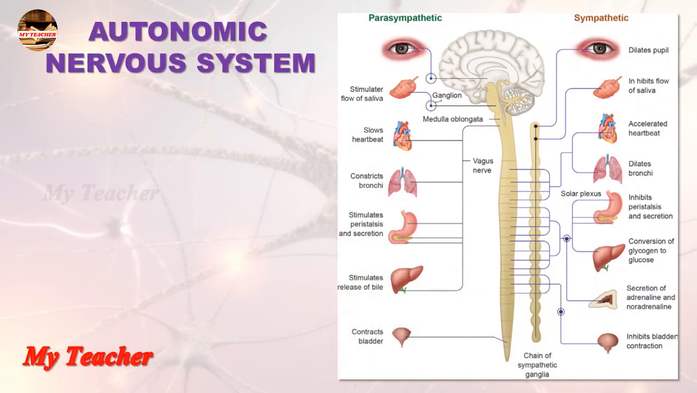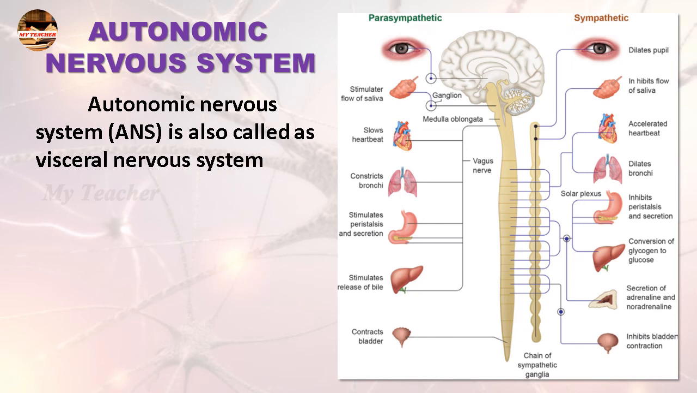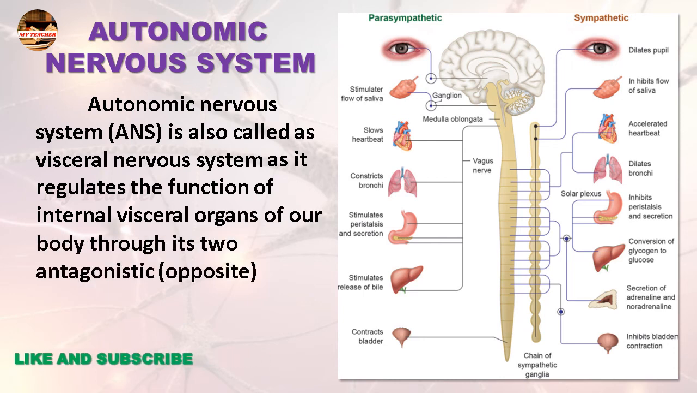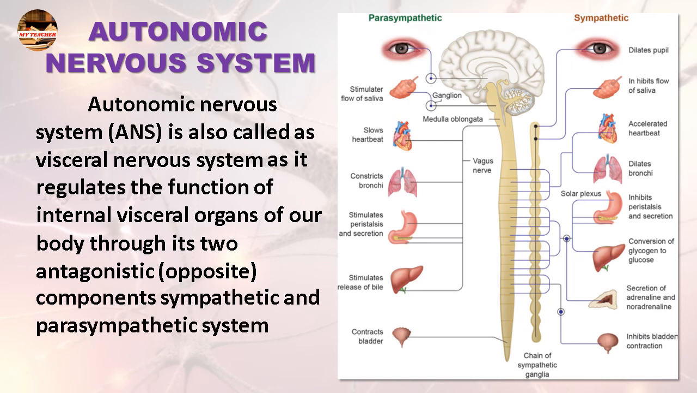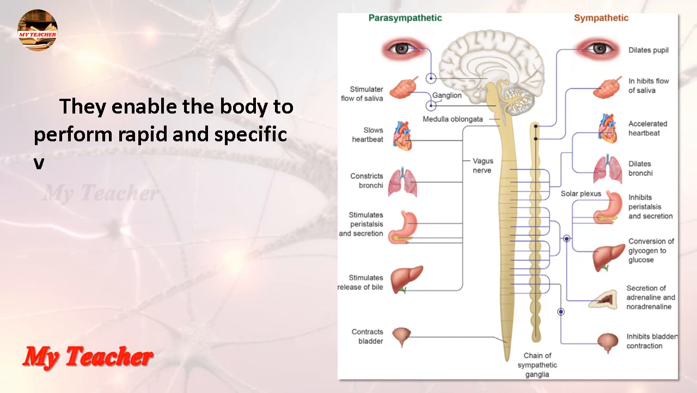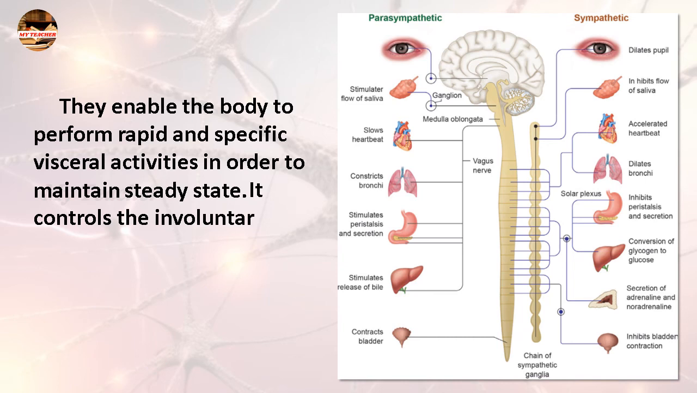Autonomic nervous system. Autonomic nervous system is also called visceral nervous system, as it regulates the function of internal visceral organs of our body through its two antagonistic, that is opposite, components, which are the sympathetic and parasympathetic systems. They enable the body to perform rapid and specific visceral activities in order to maintain steady state. It controls the involuntary functions of the visceral organs.